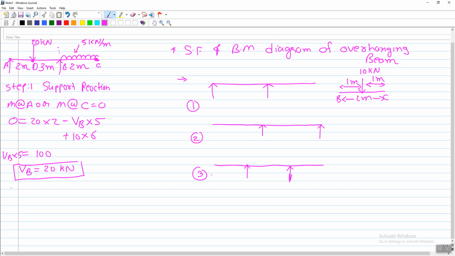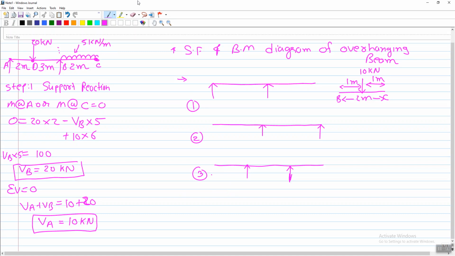As we know, the summation of vertical force is equal to 0, so you can say VA plus VB is equal to the downward forces, which means 10 plus 20, so it's 30. So VB is equal to 20, and you can say VA is equal to 10 kilonewton. So here you have the support reactions.